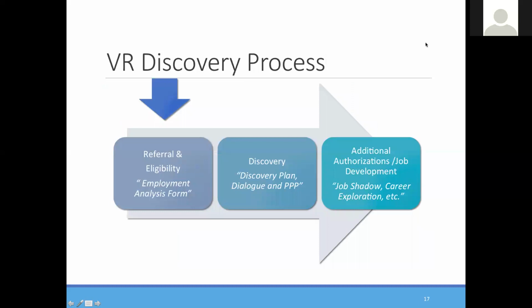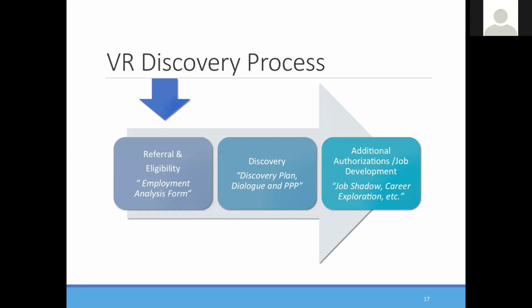So when we look at the process, we have to go through referral and eligibility, which is the employment analysis form. We're going to walk through that just a little bit. I know many of you are probably more than comfortable with the form, but I just want to talk about a couple of pieces. Then we get to discovery, which is that discovery plan and dialogue and the positive personal profile, and then additional authorization.